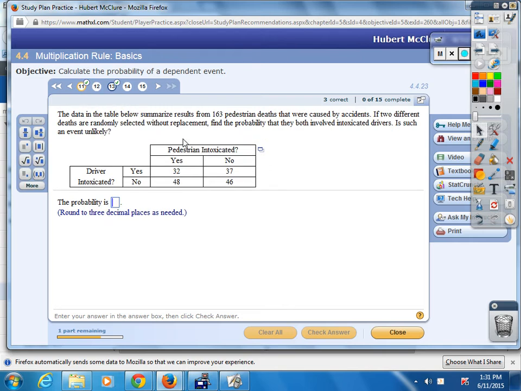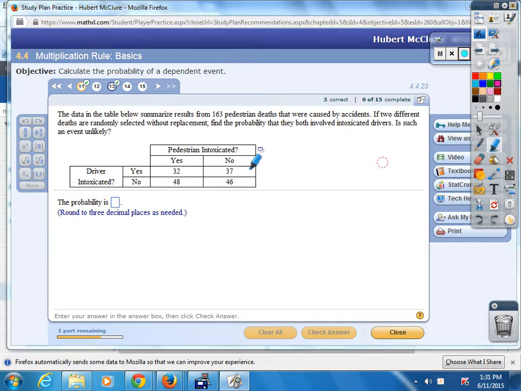Yeah, but those tables, we can go ahead and do that one. It says the data in the table summarizes results from 163 pedestrian deaths that were caused by accidents. If 2 different deaths are randomly selected, in other words, you reach into the hat twice, without replacement, find the probability that they both involved intoxicated drivers. Now be careful here. Remember, how many people are in the hat?